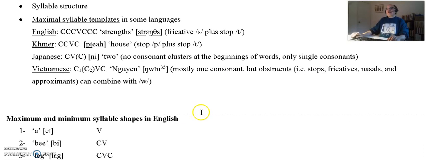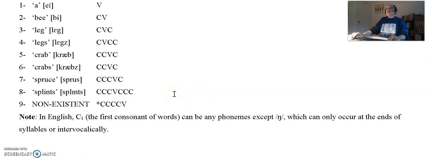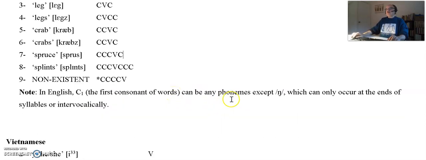Okay. All right, so let's take a look. In English, maximal and minimum syllable shapes. And we can see here you can have just a vowel, and then it can continue, and you can add increasing consonant complexity, but we do not have this. Okay. Note that the first consonant cannot be N, the engma, that NG sound, okay?